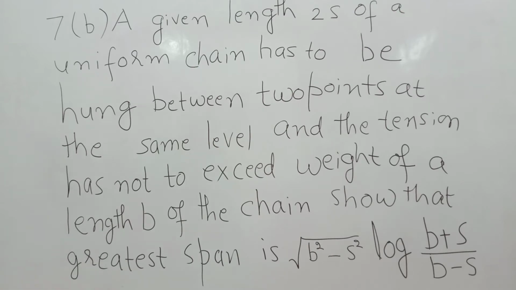Today's question is from the catenary. This is 7B. A given length 2s of a uniform chain has to be hung between 2 points at the same level, and the tension has not to exceed the weight of a length b of the chain. Show that the greatest span is under root b square minus s square log of (b plus s) divided by (b minus s). So the problem is on your board.